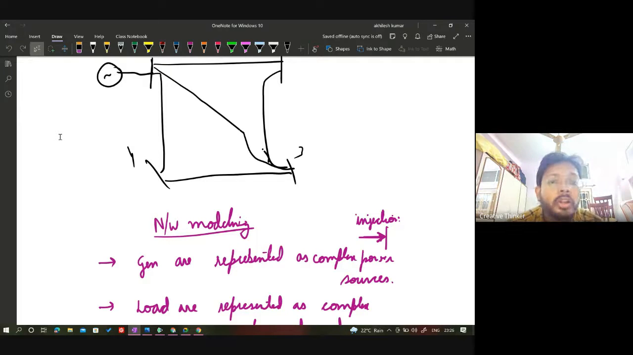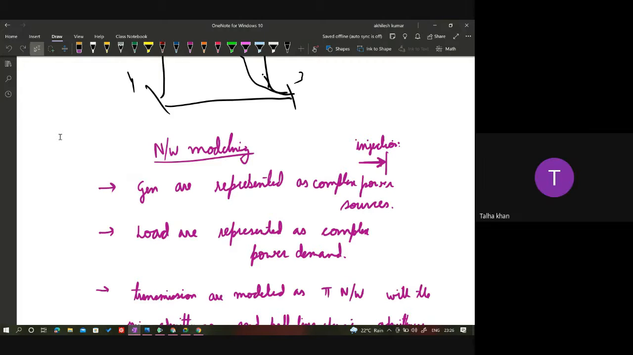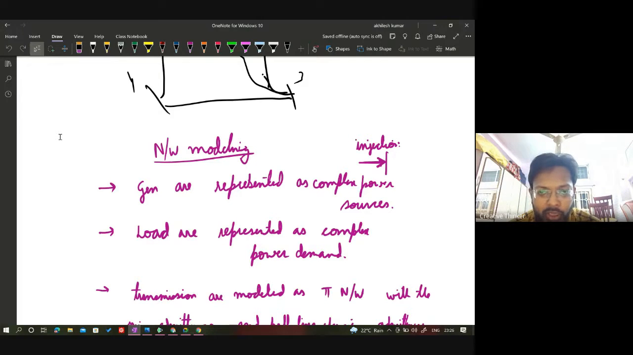We model our network. We model the transmission lines, because the power system network is quite a complex, connected network. It has some generators, transmission lines, and a number of loads. So we model the transmission line, we model the generators, and we model the load. How can load be represented?